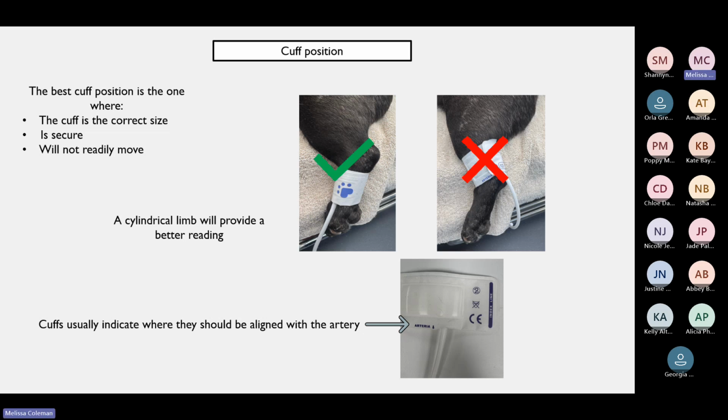On the tubing, there is usually a little sign that says where the artery runs. It's usually very close to where you should put the line up to the artery. It's usually close to where that tube comes out of it, and that's just going to give you the best readings as well. So always try and make sure that you are aware of where that bit is, because if it's on the wrong side, it's not going to give you the best reading that you can.